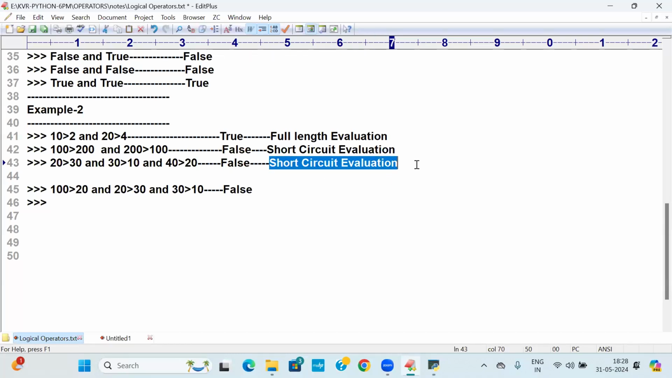Short circuit evaluation was developed by whom? McCarthy. He is a scientist. He developed it for making fast evaluation. This concept is implemented in processors for fast evaluation purposes. Understood, this is important? Yes.